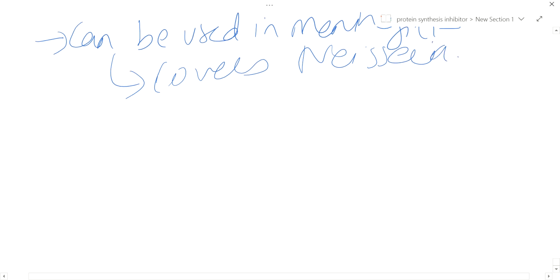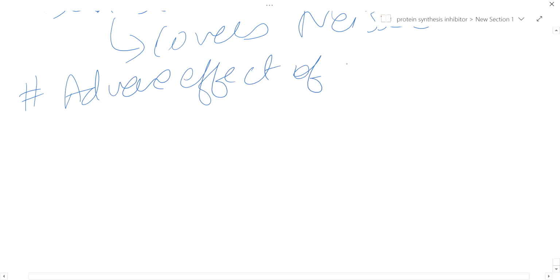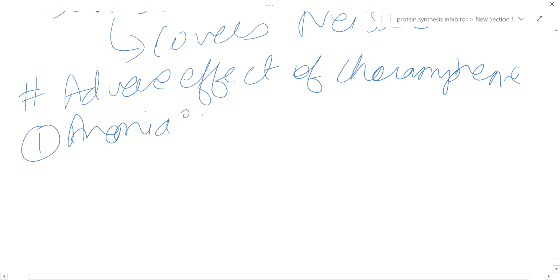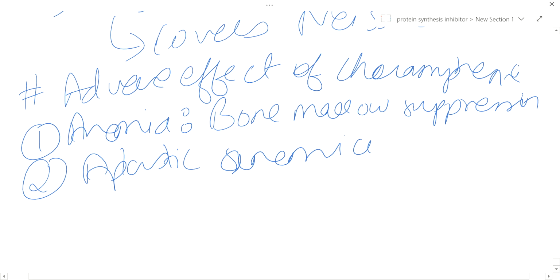So let's learn about the adverse effects of chloramphenicol. Number one side effect is that it causes anemia, because it is a bone marrow suppressive drug. It causes bone marrow suppression. Another side effect is aplastic anemia. And as I have already told, it causes gray baby syndrome.